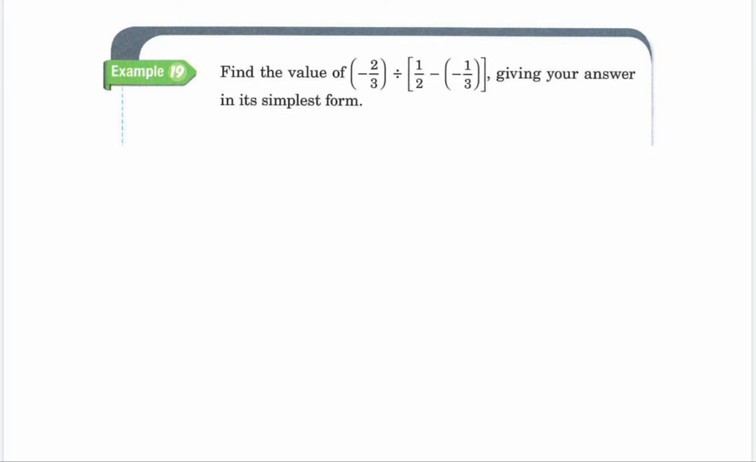All right, here's one last challenging one for you. Find the value of negative 2/3 divided by the quantity, because we see some brackets there, of 1/2 minus negative 1/3. Go ahead and pause the video and see if you can try it on your own first.